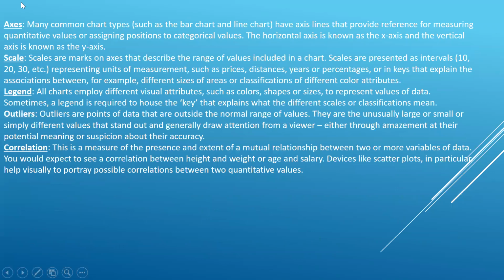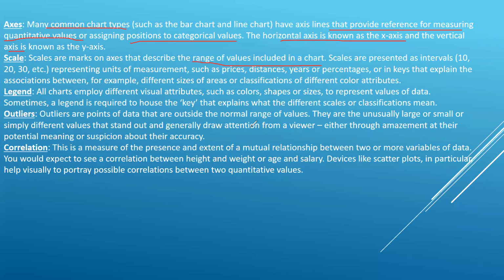Okay, so for the last ones, we have the axes. What are the axes? They are mainly the x-axis and the y-axis. They are commonly used. No chart is present without an x-axis and a y-axis. They are lines that provide references for measuring quantitative values or assigning positions to categories. The horizontal one is known as the x-axis and the vertical one is known as the y-axis. Now, moving on, we have the scale. These are the marks on the axis.